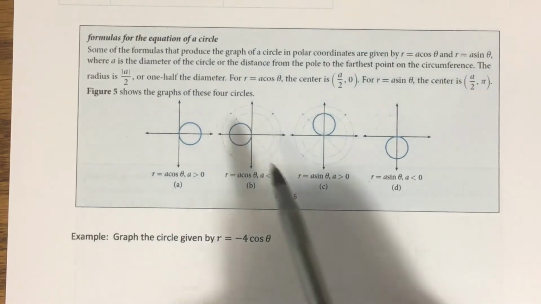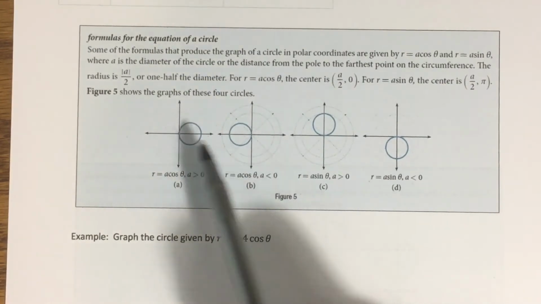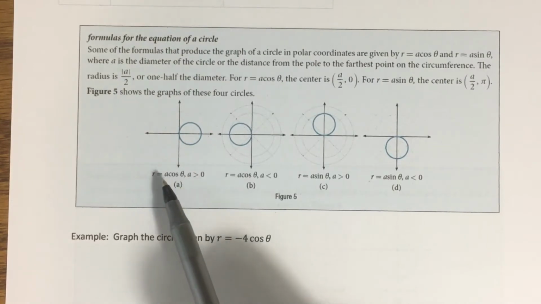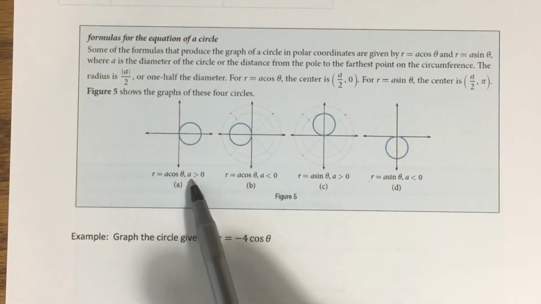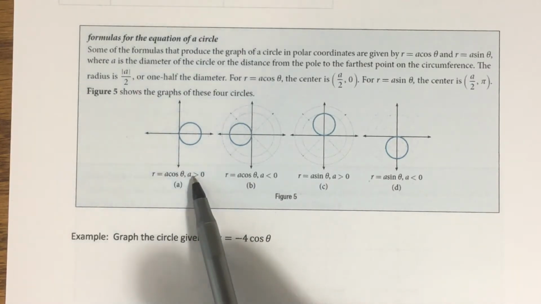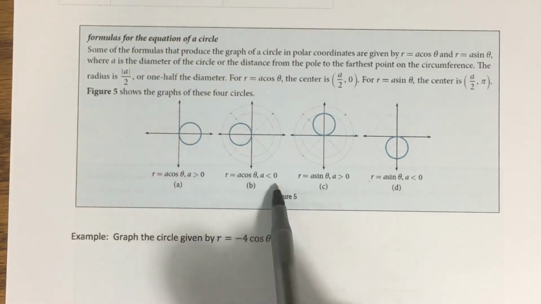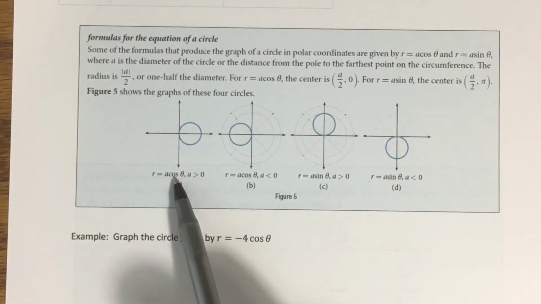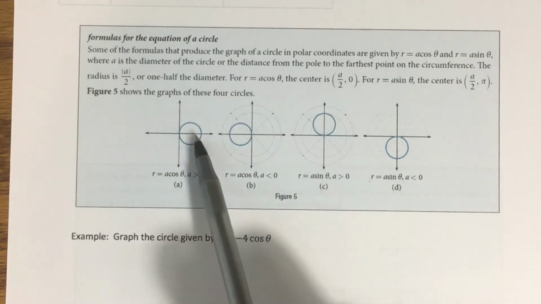And then in addition to that, the way that we determine which of these 4 cases we're looking at boils down to 2 things. One is the sign of a, and when I say sign, I don't mean the trigonometry sine. I mean whether it's positive or negative. So whether a is positive or negative, as well as whether this function is a sine or a cosine. Different combinations produce different types of circles.